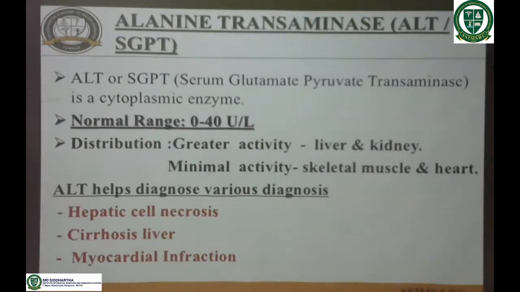But AST helps us in the diagnosis of both liver disorders and heart disorders like myocardial infarction. ALT helps in various diagnoses, like myocardial infarction, cirrhosis of the liver, and hepatic cell necrosis. Majorly it helps in the diagnosis of cirrhosis of the liver and hepatic cell necrosis. ALT will help in the diagnosis of these two disorders.